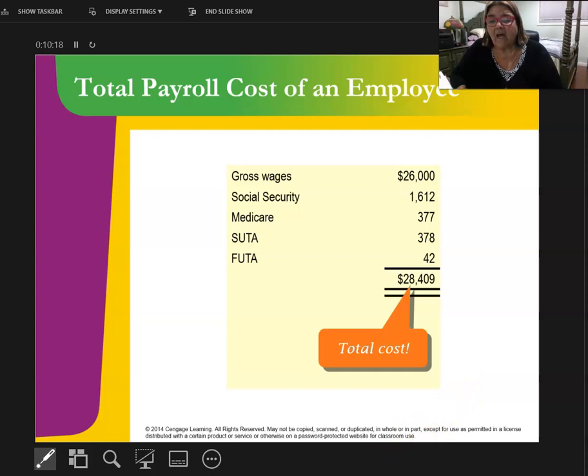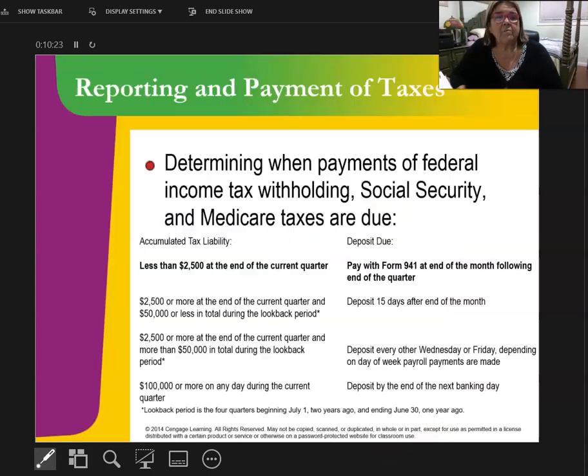Now, the employer has other types of reporting responsibilities. I'm not going to go deeply into them. When I send the money to the IRS, or when the money I withhold is due, has to do with how much is accumulated, and when it tells me when the deposit is due. So this is for the income tax withholding, Social Security, Medicare. If my balances are less than $2,500 at the end of the quarter, I have to fill out this form and send it in by the end of the following month. So if the quarter ends in March, I have to have it in by the end of April. The larger the amount, the quicker they want their money.